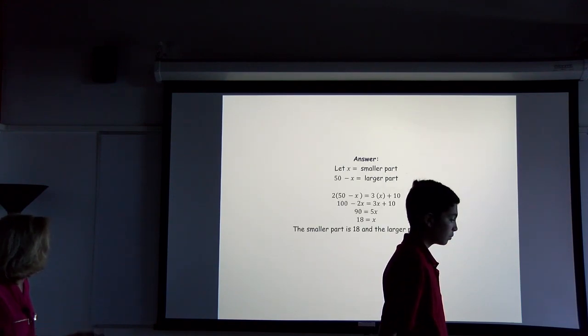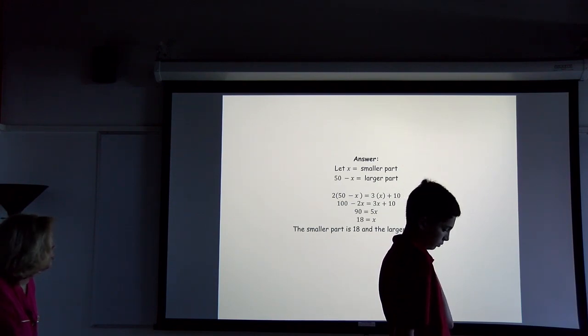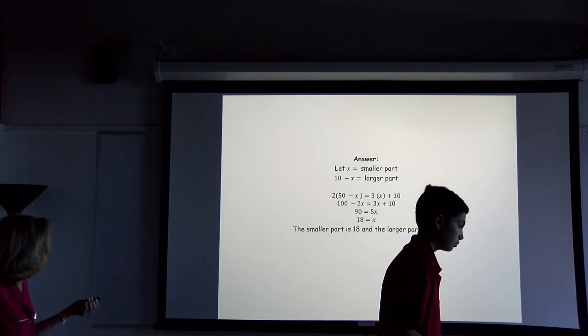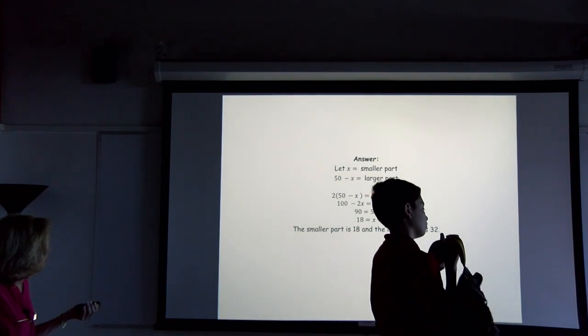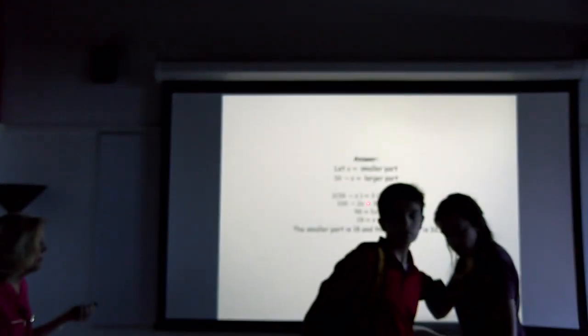So this now becomes the smaller as X. 50 minus X is the difference, which is the larger part, and we have twice the larger part is 10 more than 3 times the smaller. All right, and when you see that word is, you know that that's going to be your equals.